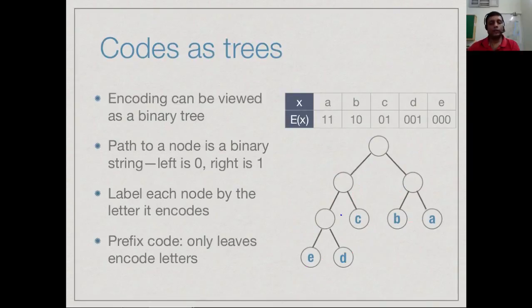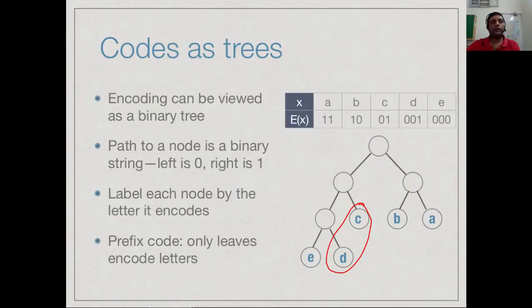So here is an encoding for the other scheme that we had, where we exchanged the values of C and D. So now C has a 2-letter code and D has a 3-letter code. So this is indicated by the depth now. The depth is the path, right? The length of the path is the depth of the node.